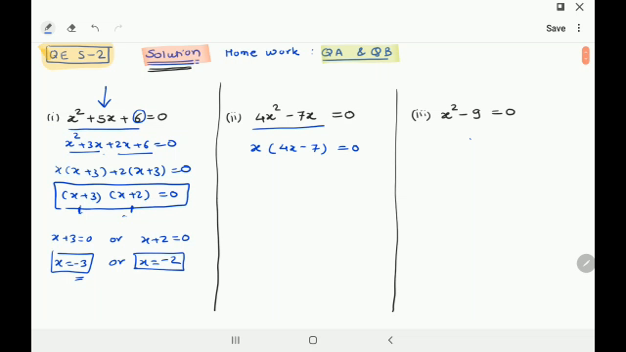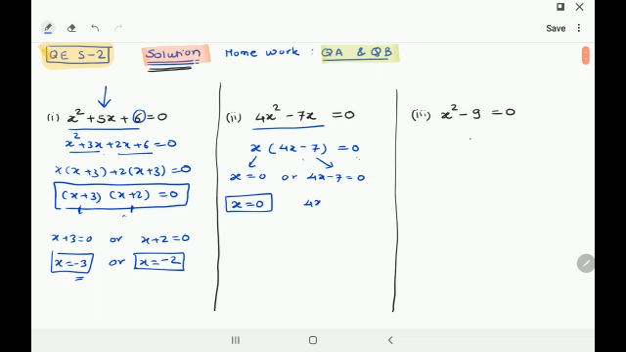So again, I get this as a product of two numbers is 0. Got the point? If the product of two numbers is 0, then what do I understand? Either x is equal to 0 or 4x minus 7 is equal to 0. Hope you understand. Either this is equal to 0 or this is equal to 0. Finished. That's it. Then x is equal to 0 is one answer.